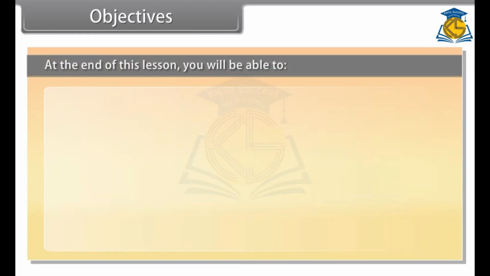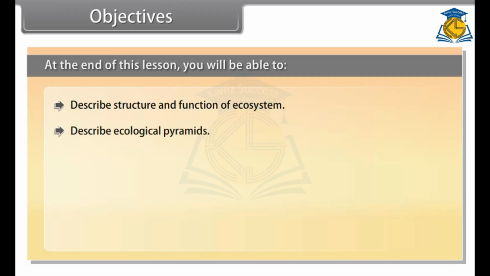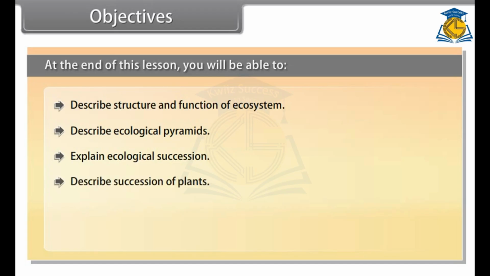Objectives. At the end of this lesson, you will be able to describe structure and function of ecosystem, describe ecological pyramids, explain ecological succession, describe succession of plants, explain nutrient cycling, and know ecosystem services.